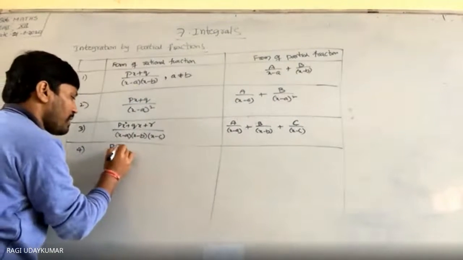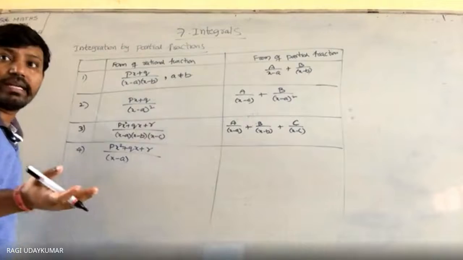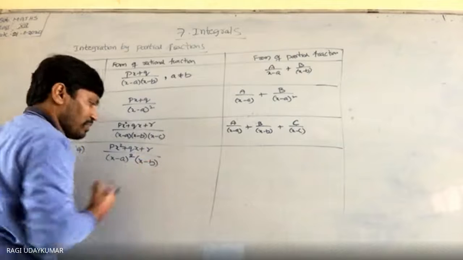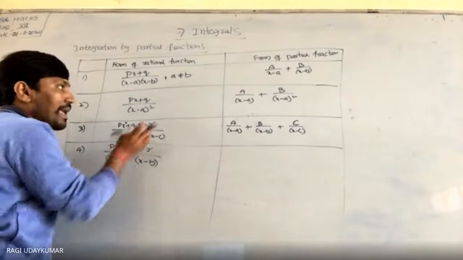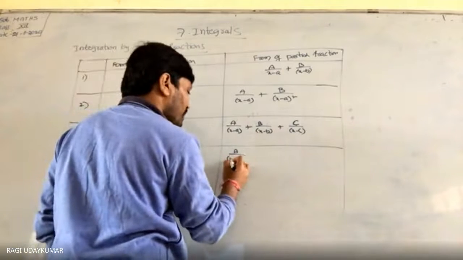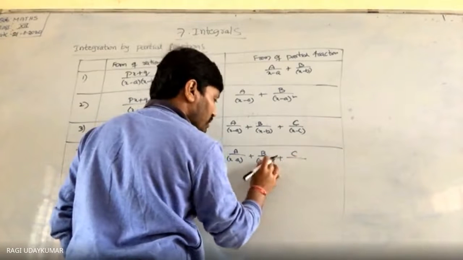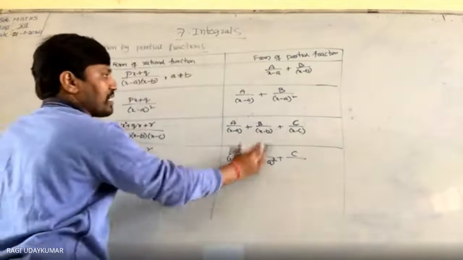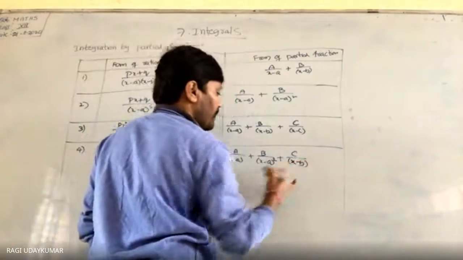So that is nothing but (px square plus qx plus r) divided by (x minus a) whole square, or (x minus a) into (x minus b) whole square also, or (x minus a) whole square into (x minus b). In this case, what you have to do? Either square is there, right? So like this you have to split: a by x minus a plus b by x minus b plus c by x minus b. Here, x minus b, you can also write (x minus a) whole square, just like this. Whenever you have a square, another term is here, that is x minus b.